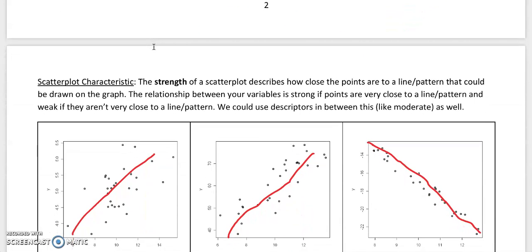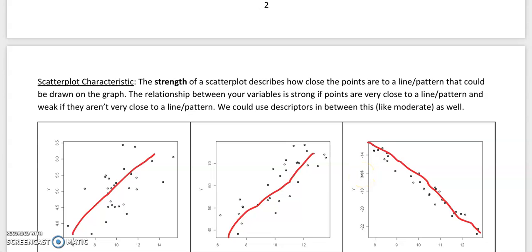Here are 3 graphs. For each one, I've drawn the line that I think describes the pattern that I'm seeing here. And what I want you to look at is, in which case are the points closest to the line that's drawn, in which case are they furthest from the line, and in which case are they somewhere in between. And if you do that, you might notice that on the right, these points are all pretty close to the line. The line I drew maybe isn't the best one, but all of the points are pretty close to it. So it looks like there's a strong relationship between whatever my x and my y variables are here.